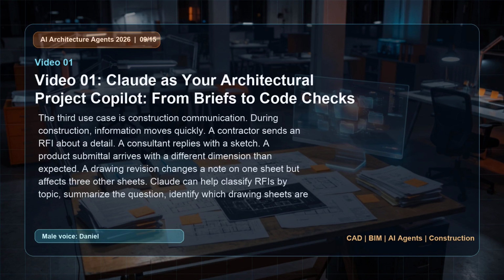The third use case is construction communication. During construction, information moves quickly. A contractor sends an RFI about a detail. A consultant replies with a sketch. A product submittal arrives with a different dimension than expected. A drawing revision changes a note on one sheet but affects 3 other sheets. Claude can help classify RFIs by topic, summarize the question, identify which drawing sheets are mentioned, and draft a neutral response outline. It can also compare 2 text versions of a specification or change description and highlight what changed.